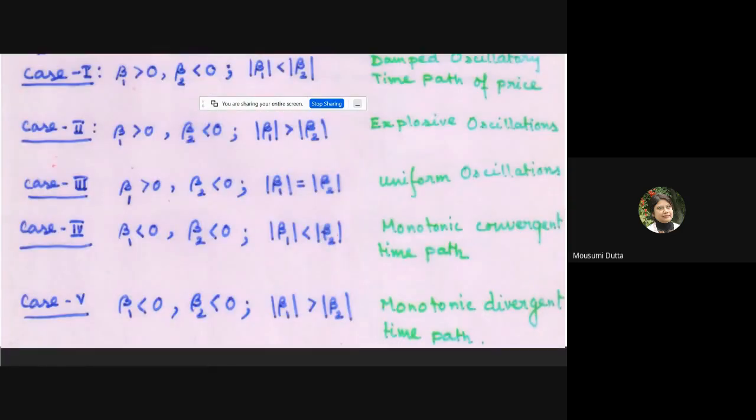Please add one sixth case, case 6. Beta 1 greater than 0, beta 2 greater than 0, and mod beta 1 less than mod beta 2. So actually I'm following case 4. Apart from considering beta 1 and beta 2 negative, I am considering beta 1 and beta 2 positive. So I'm doing case 4: beta 1 greater than 0, beta 2 greater than 0, mod beta 1 less than mod beta 2. Monotonic.